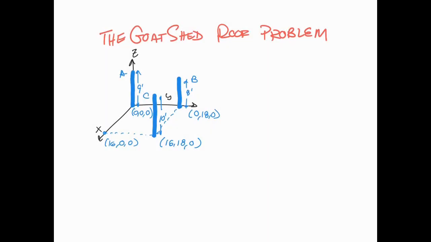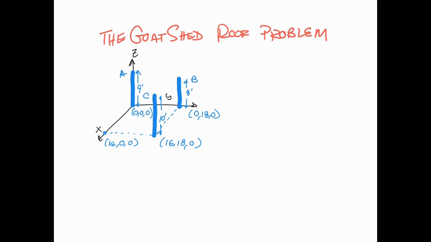So here we are looking at a goat shed problem with right now 3 separate posts. I have a post that starts at the origin, at 0, 0, 0, and it's 9 feet tall. I have a second post that starts at the coordinate 0, 18, 0, and rises 8 feet. And then a third post, post C, which begins at 16, 18, 0, and rises 10 feet. I want to put in a 4th post starting at 16, 0, 0, but I need to know how long that post has to be in order for it to lie on the plane that's formed by posts A, B, and C.